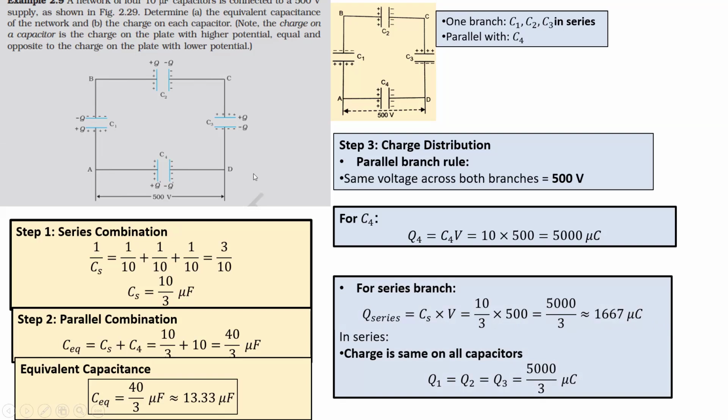As they are connected in series, charge across C1 equal to charge across C2 equal to charge across C3 that is equal to 5000 by 3 microcoulomb. That is 1667 microcoulomb.